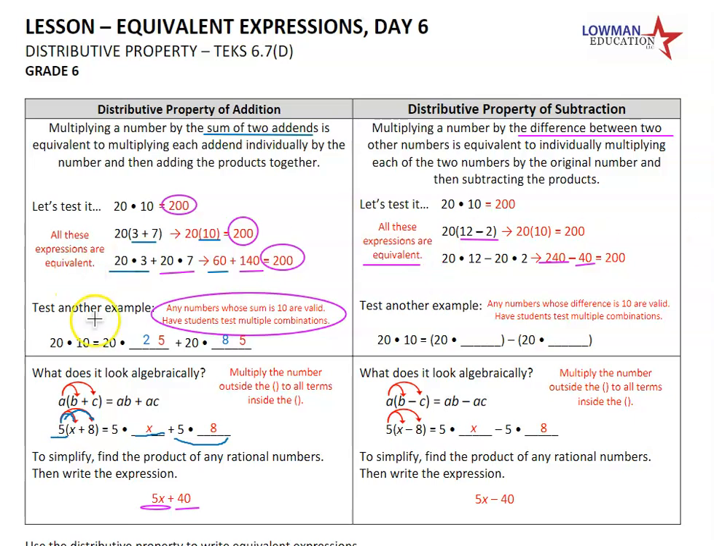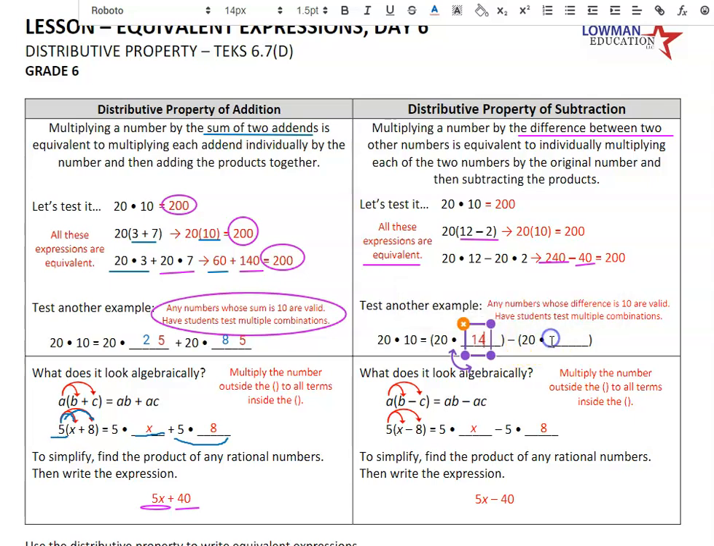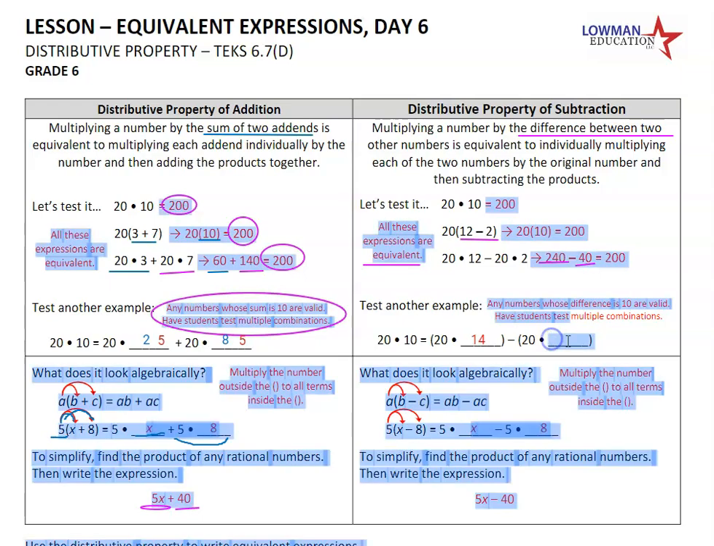Similarly to what we did with addition, any numbers whose difference is 10 are going to be valid answers to put in this box. So instead of doing 12 subtract 2 like we did earlier, we can do 14 and 4.